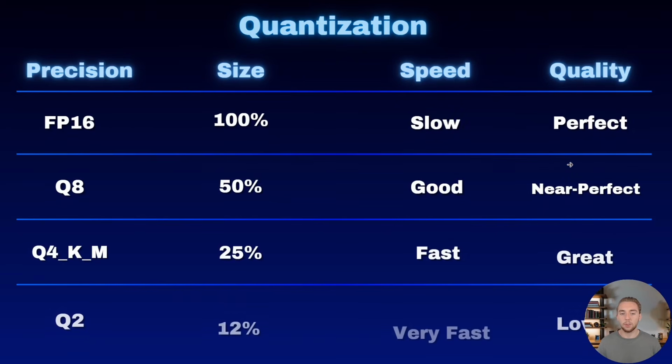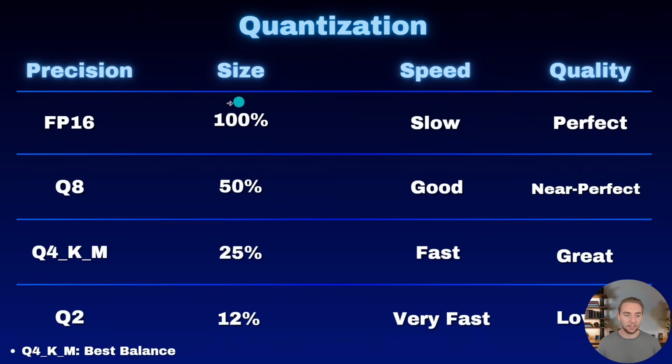And so I have a table just to kind of describe what this looks like. So FP16, that's the 16-bit precision that all LLMs have as a base. That is the full size. The speed is obviously going to be very slow because the model is a lot bigger, but your quality is perfect compared to what it could be. I mean, obviously that doesn't mean that you're going to get perfect answers all the time. I'm just saying it's the 100% results from this LLM.